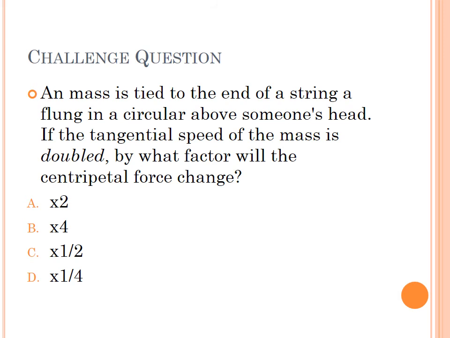If you pick double, times 2, that would be incorrect. It's times 4, because the v is squared in the equation. So you got to square the factor. Doubled is times 2 squared, which is times 4.